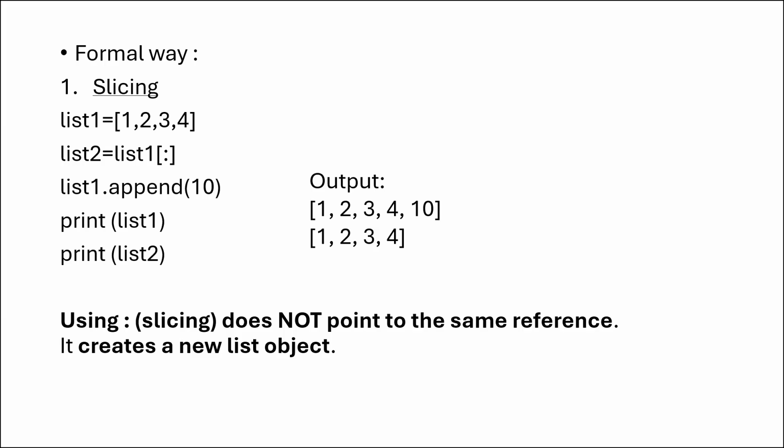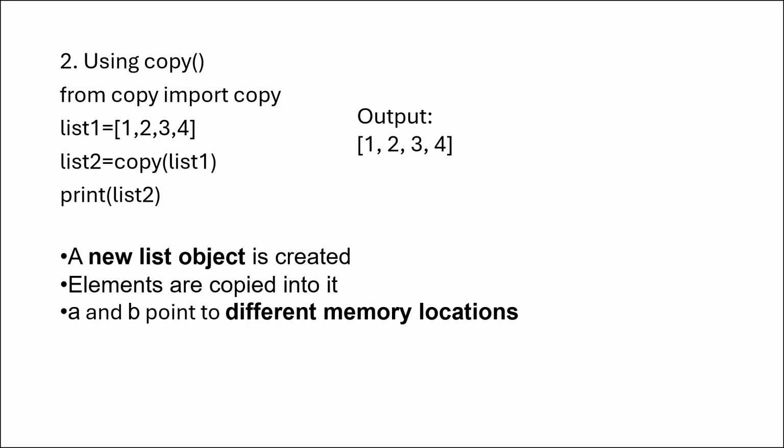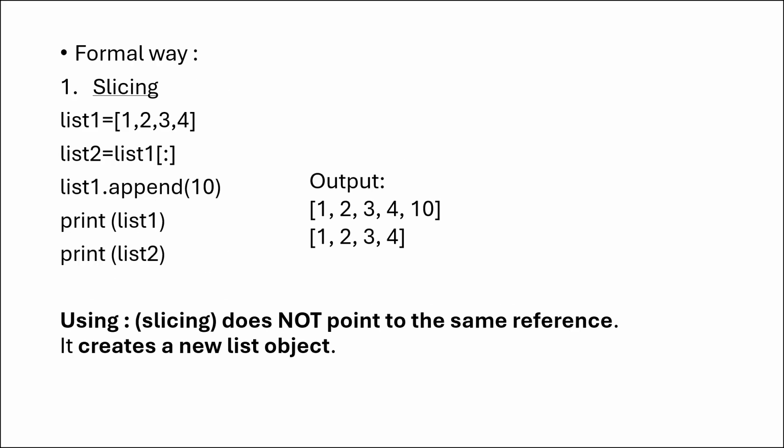First one is slicing and then second one is the inbuilt copy method. So let me discuss what slicing is. Slicing means we have to use the slicing operator. I have created a list1 with elements 1, 2, 3, 4, and then I have created a copy of list1 to list2 using this slicing operator.